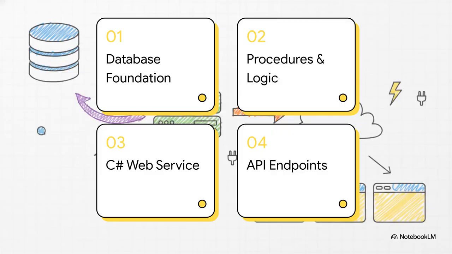Okay, here is our roadmap. We're using a bottom-up approach across 4 quick steps. 1. The banking database foundation. 2. Stored procedures and logic. 3. Building the C# web service. And 4. Generating API endpoints.